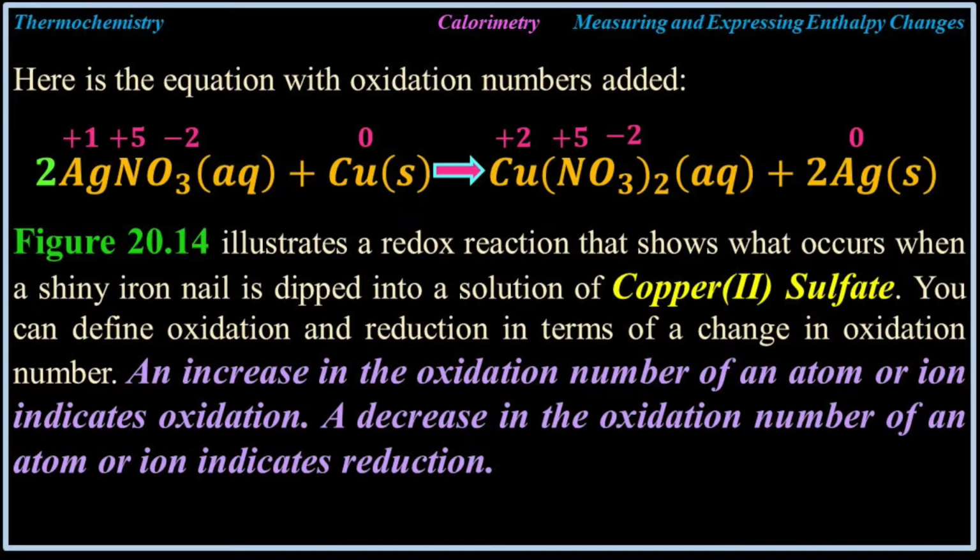So let's take a closer look above at the 2 moles of silver 1 nitrate plus copper yields copper 2 nitrate plus 2 moles of silver. So you can see the silver goes from plus 1 to 0, and the copper goes from 0 to plus 2. So the silver is reduced and the copper is oxidized.